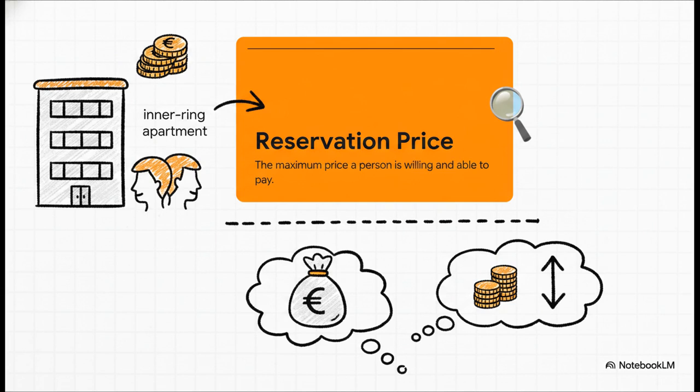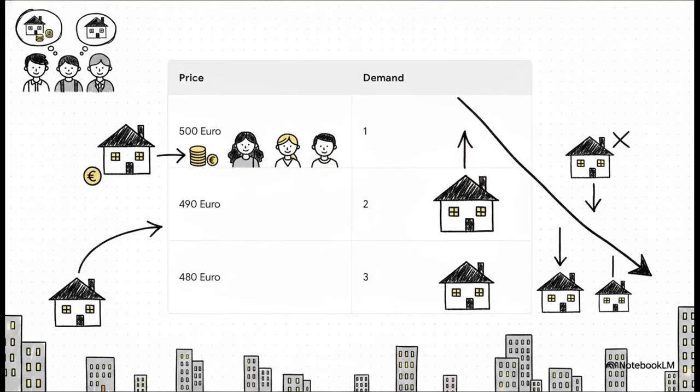Say one student can scrape together a max of 500 euros for an inner ring apartment, but another can only afford 490. Well, if the rent is set at 494 euros, only the first student is packing their bags. It's a hard limit. So if we were to line up every single student in town by their reservation price, starting from 500 euros and going down, we actually create a perfectly descending market demand curve.